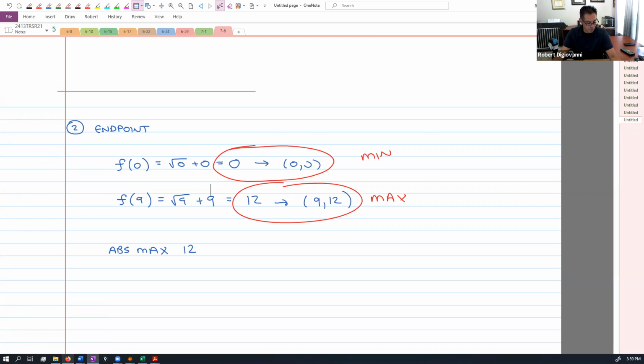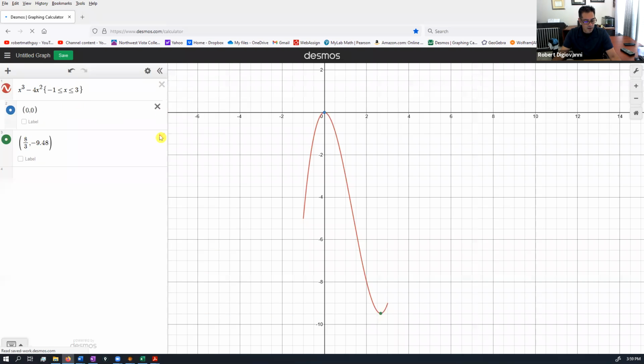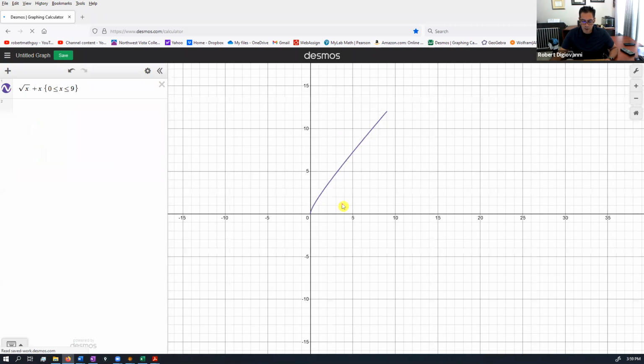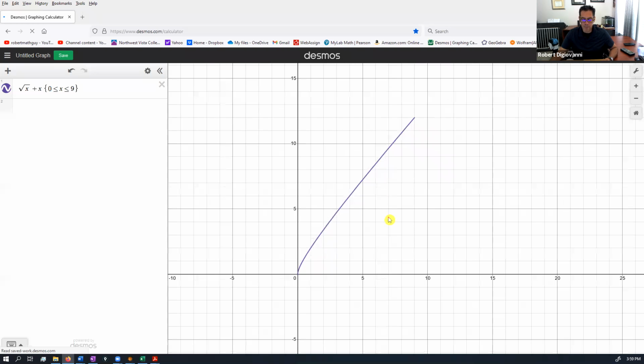Okay. All right, so let me see here. I'm going to graph it real quick. It was the square root of x. No, square root of x plus x. Oh, and we were looking between 0 less than or equal to x less than or equal to 9. All right, pretty boring, huh? I picked a pretty boring function there. There it is.